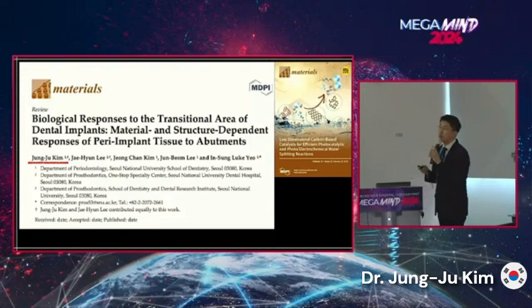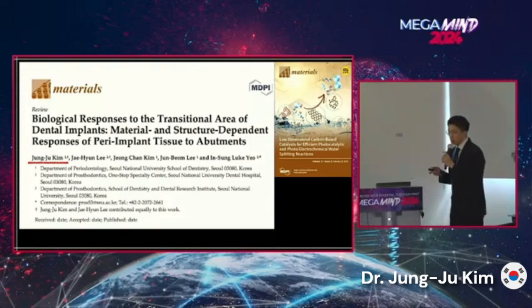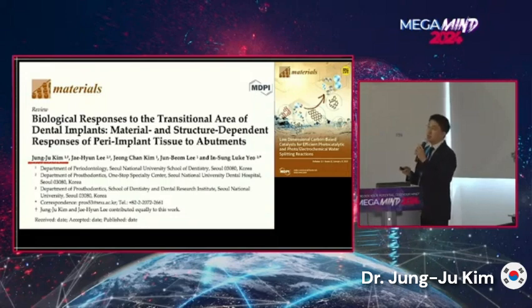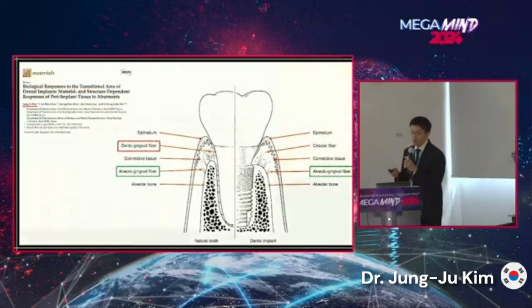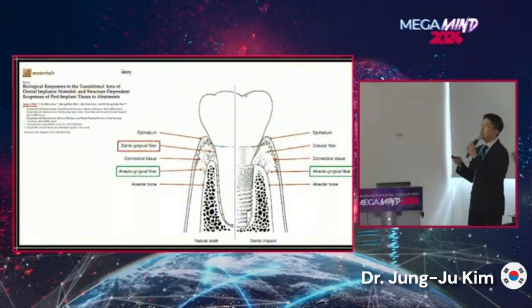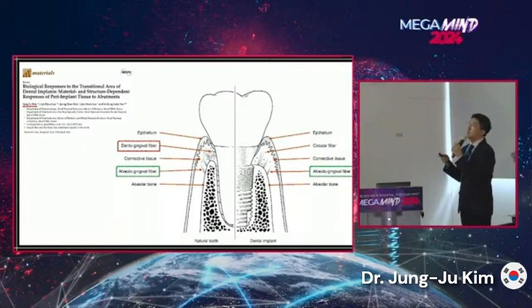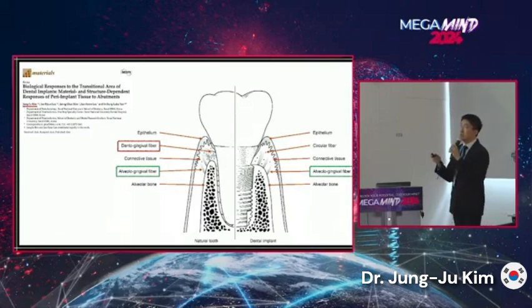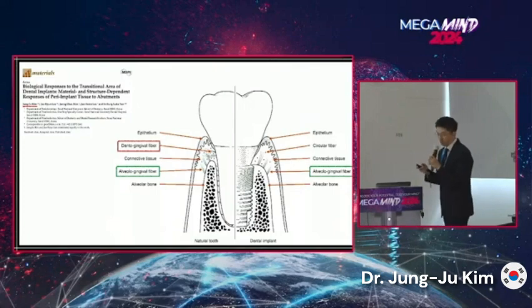I wrote this paper as the first author, which was published in Materials in 2020. It examines the responses of peri-implant tissue around abutment. First, we compared the surrounding tissues of natural teeth and implants. Unlike natural teeth, implants have no dentogingival fiber, resulting in weaker attachment of abutment to the gingiva.